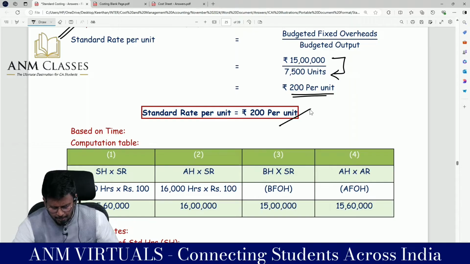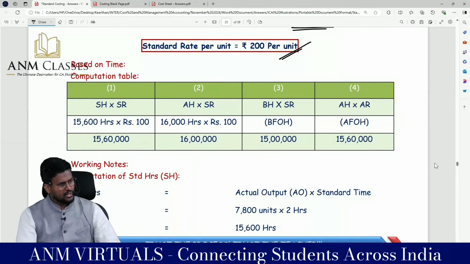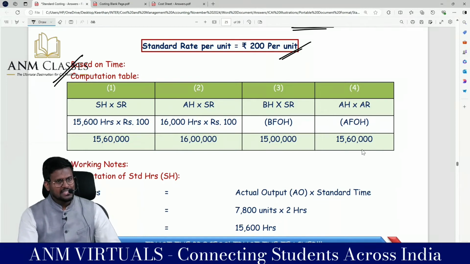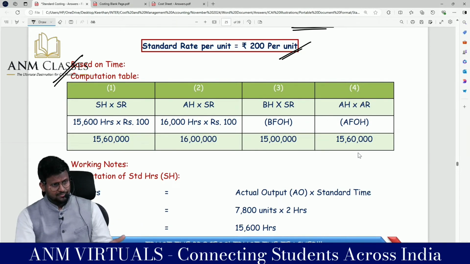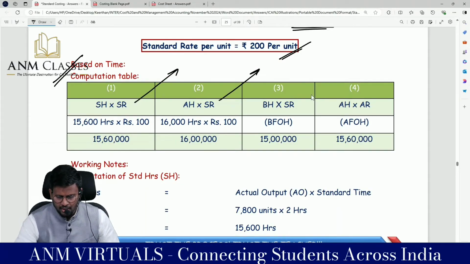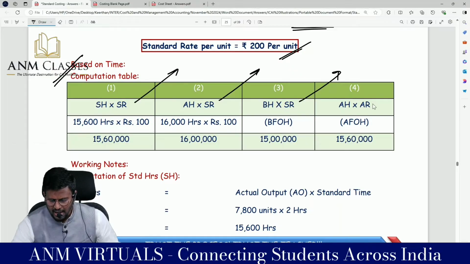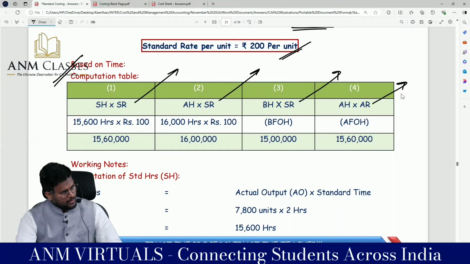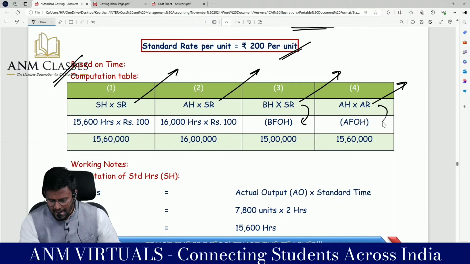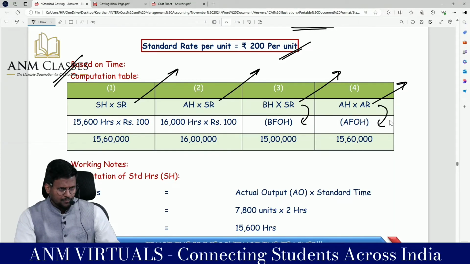Standard rate per unit is 200 per unit. Comfortable? Yes, sir. Now I am putting the computation table. Sir, is it a 5-column approach or a 4-column approach? Standard hour into standard rate, actual hour into standard rate, budgeted hour into standard rate, and actual hour into actual rate. Are you really with me? Yes. Budgeted hour into standard rate is called BFOH, and actual hour into actual rate is called AFOH.